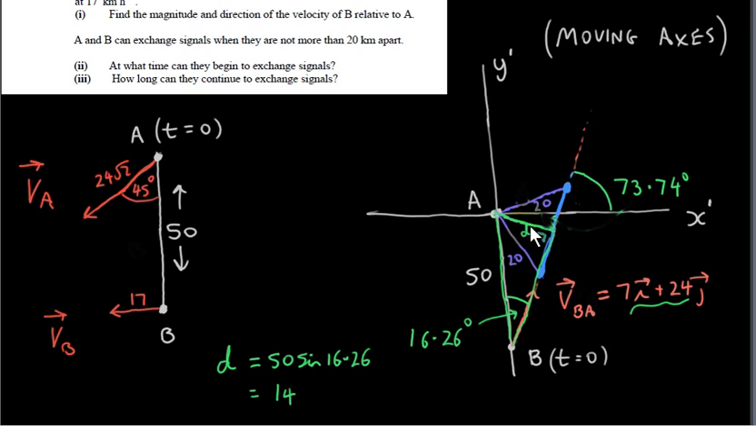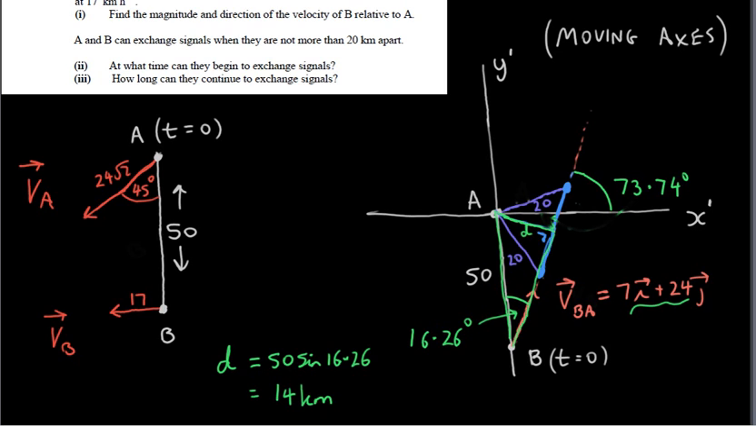Knowing this angle, I can now find D, which is the distance of closest approach. This green triangle is right angled, so we multiply the hypotenuse, which is 50, by the sine of 16.26, and that gives us 14. And this distance is in kilometers, because the distance between A and B initially is 50 kilometers.